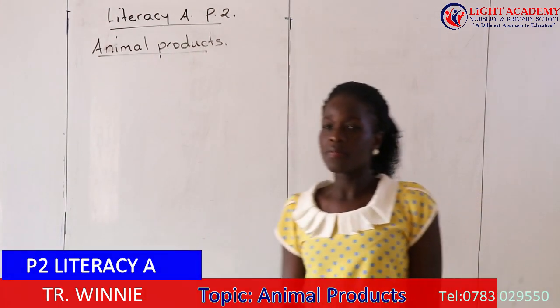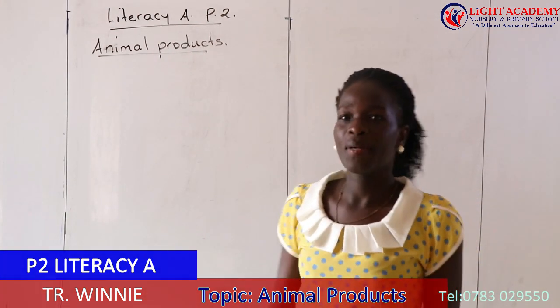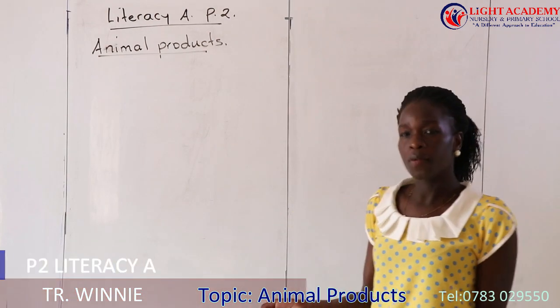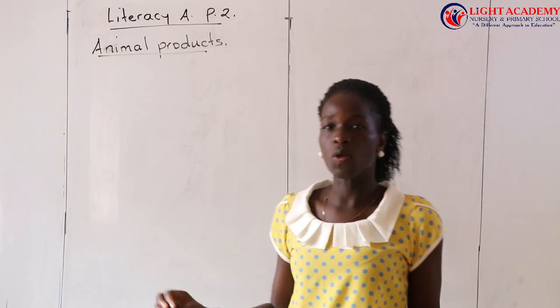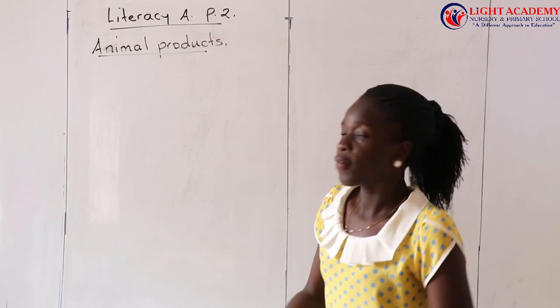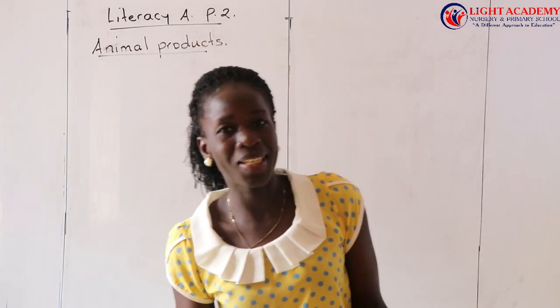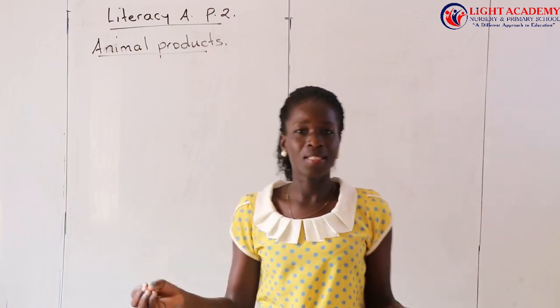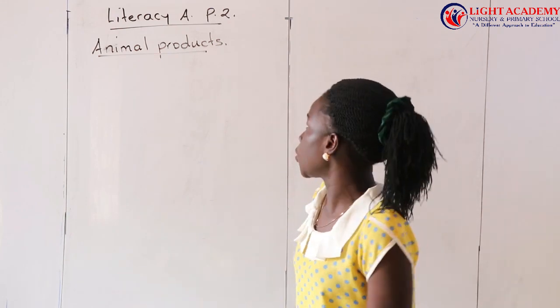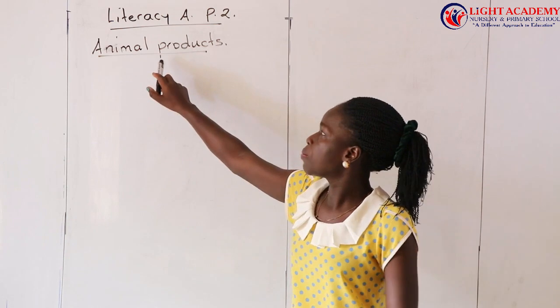Animal products. First of all, we learned yesterday what animals are. Animals are living creatures that range from big to small or from small to big. For example, we have the cows, the dogs, the monkeys, the lions, the snakes, and all the other animals that you know. So today we'll talk about the animal products.